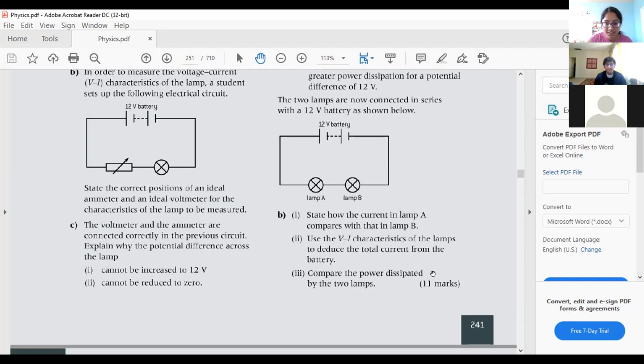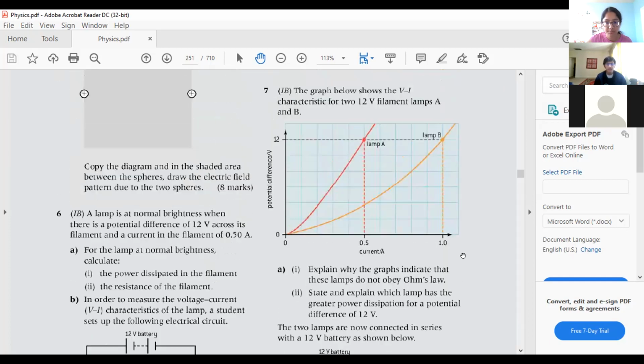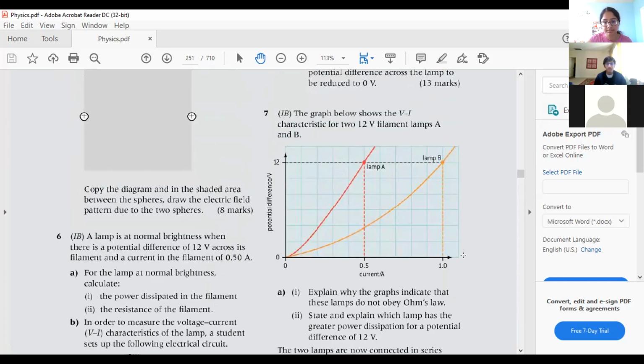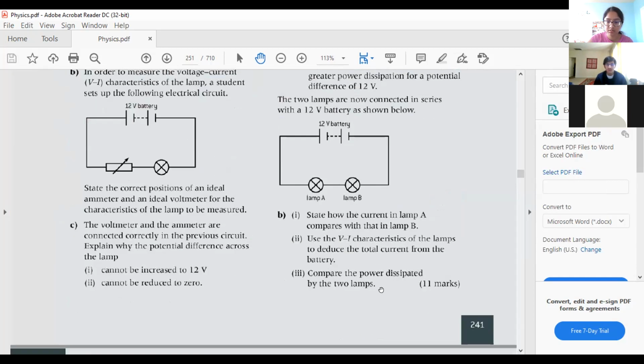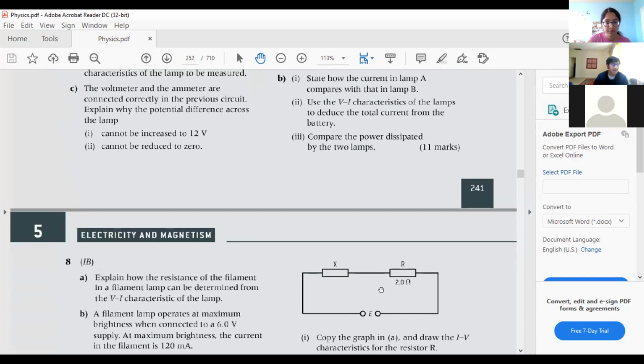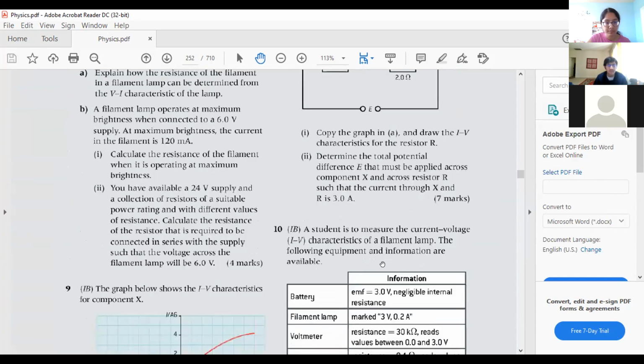Okay. Compare the power dissipated by the 2 lamps. The same current is running through the 2 lamps, right? Yeah. So whichever one has a lower potential difference across it would have less power. So B would have to have less power, I'm thinking. Yeah, and they just stated it differently. They said lamp A will have greater power dissipation, for the same reason, because of potential.